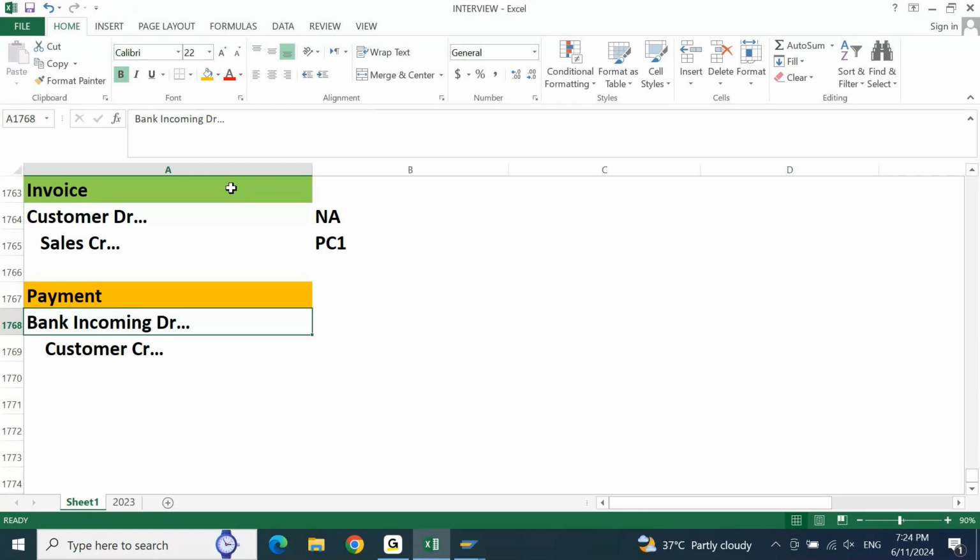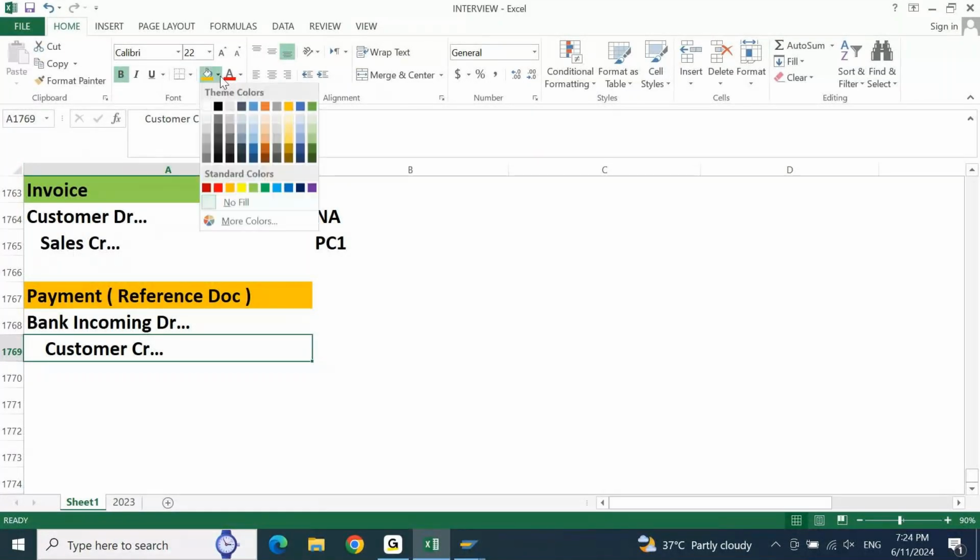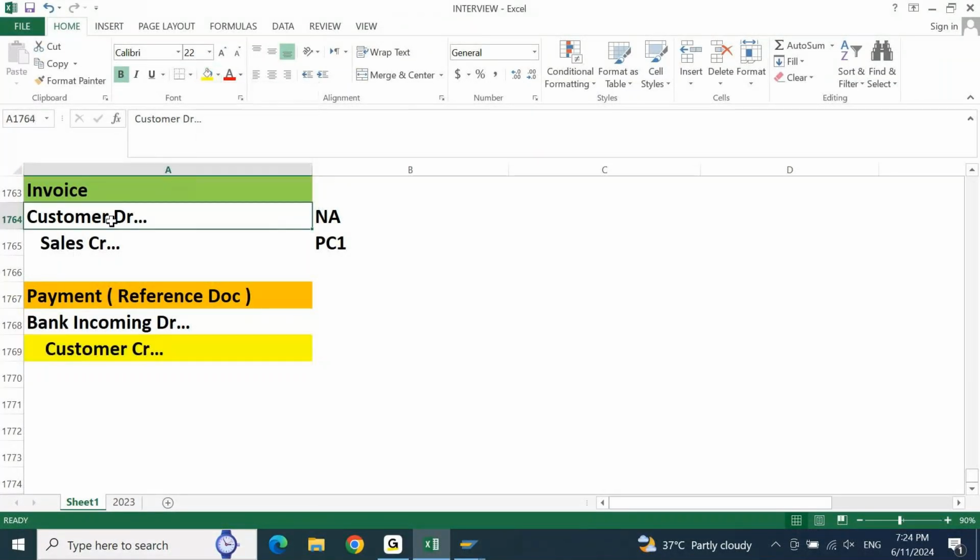Whenever you're talking about passive, this is based on a reference document. Payment is always based on the reference document. While making the payment, what is the reference document? Invoice. The invoice number, or the invoice, is the reference document. In this example, I am going to mark my customer here.